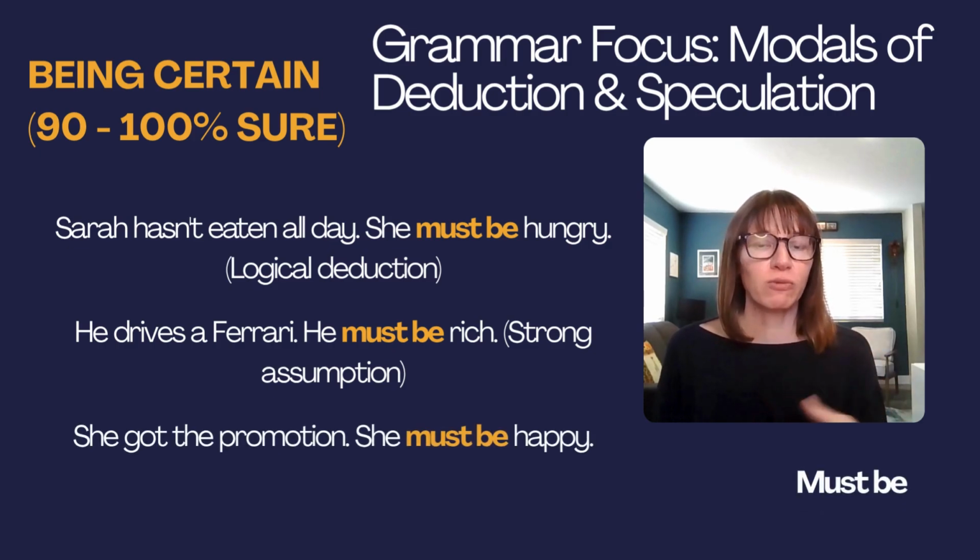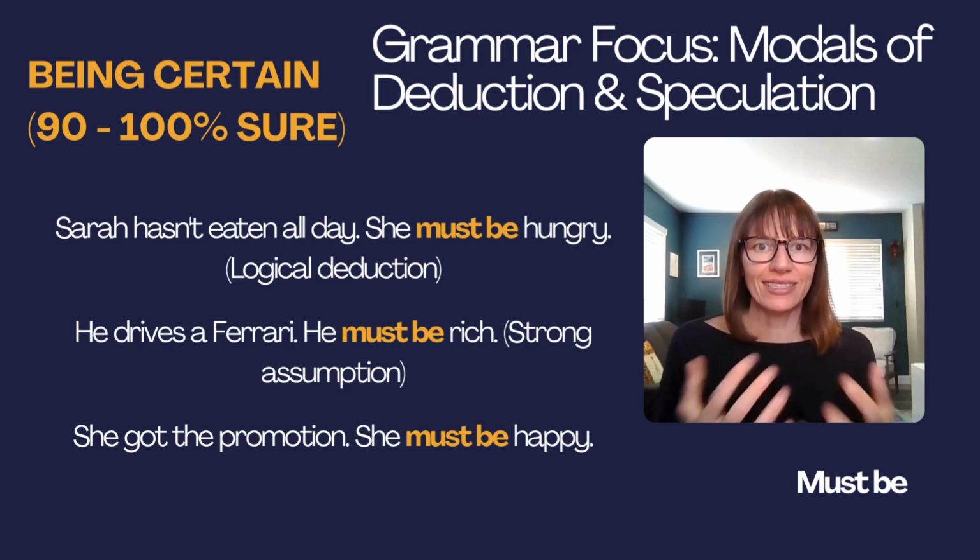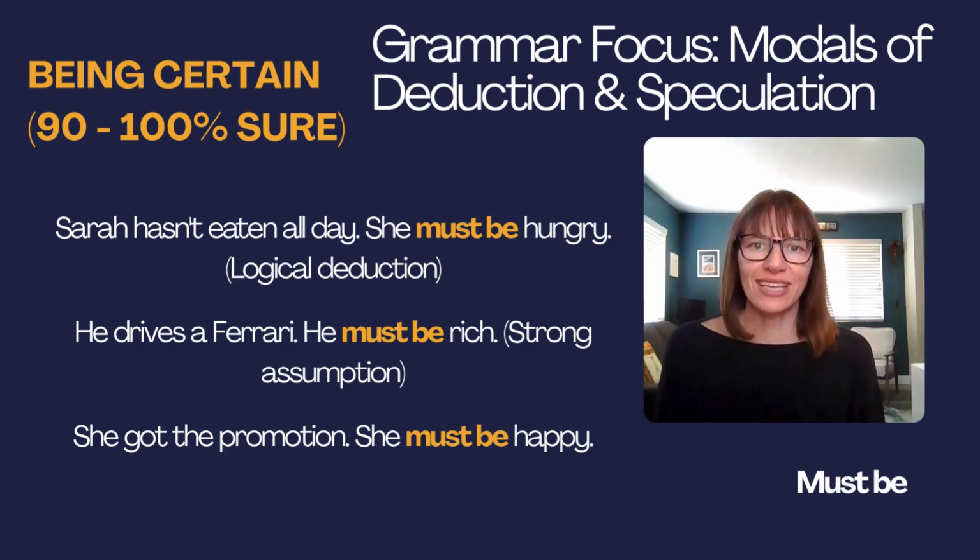The first modal we're going to look at is must be. And we use this when we're almost certain based on evidence. So let's say 90 to 100% sure. This is when we would use this modal. For example, Sarah hasn't eaten all day. She must be hungry. This is a logical conclusion of Sarah not having eaten all day.